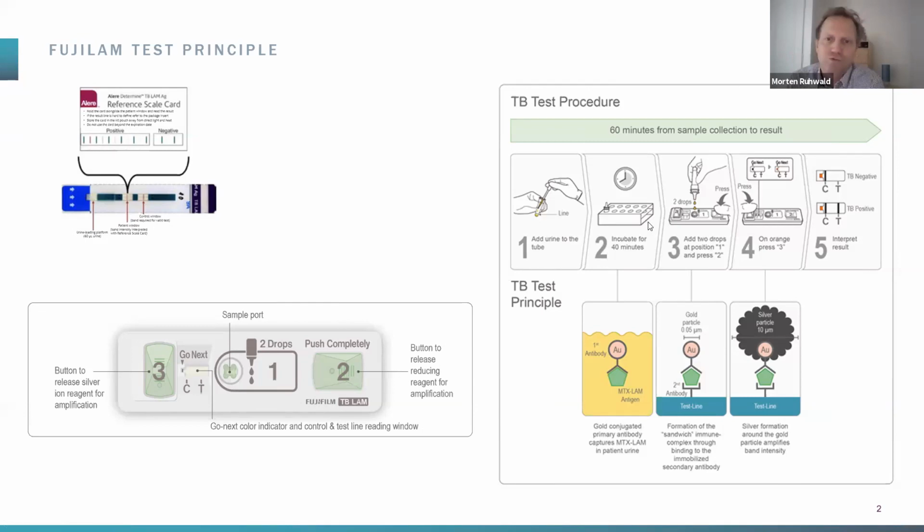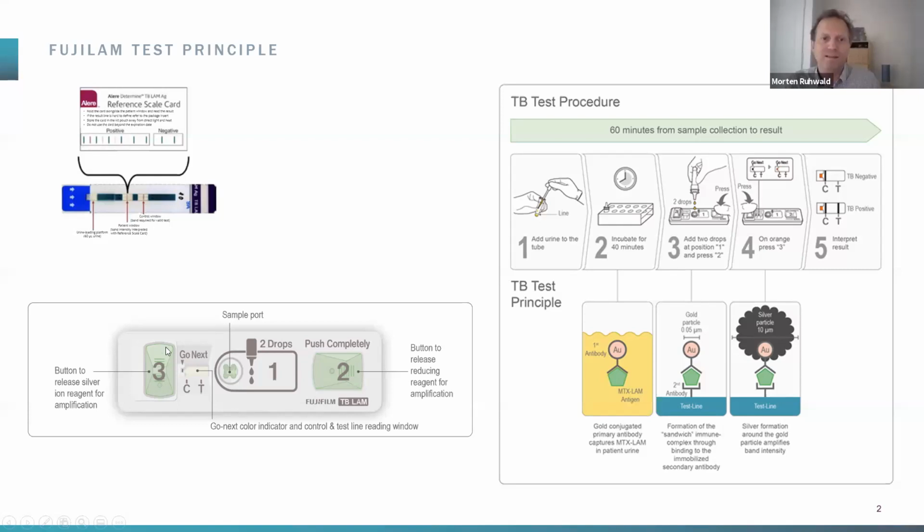The first step is you take a urine sample and add, with a pipette, a small volume of urine in a little vial. Here, an antibody that is bound to a gold molecule will find the LAM in the sample over a 40-minute period where the sample incubates. Then you add 2 drops into the sample port and press the button that says number 2. That releases a reducing reagent that pushes the liquid through this lateral flow. And over here, there is then a color change once it's made its way through.